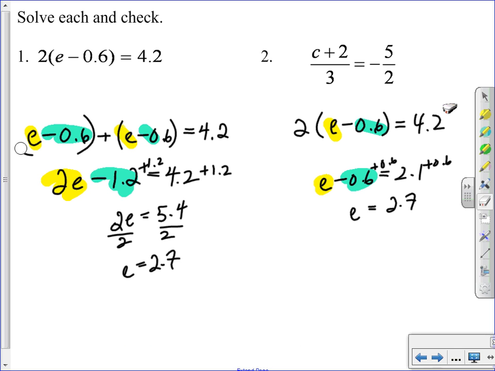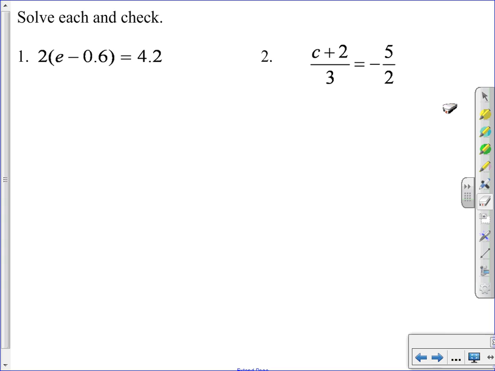What about question 2, though? What number plus 2 divided by 3 is minus 5/2? Anyone know that off the top of their head? I don't know that answer. And even comparing the way we did the other question, where we could split up the E minus 0.6 into 2 groups, how do I do it here when it's divided by 3?